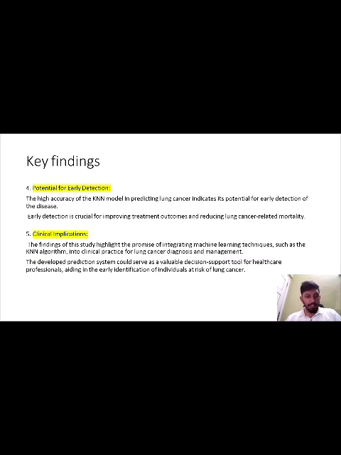Clinical implementation. The findings of this study highlight the promise of integrating machine learning techniques such as the KNN algorithm into clinical practice for lung cancer diagnosis and management. The developed prediction system could serve as a valuable detection support tool for healthcare professionals, aiding in the early identification of individuals at risk of lung cancer.